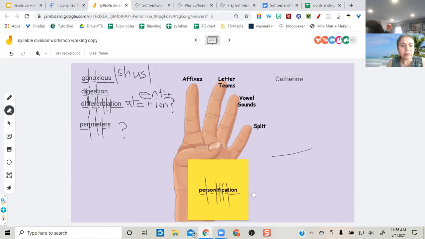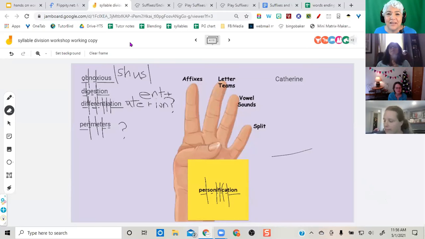Is there anything else anyone wants to address? Any issue you had with following the steps to see why I look at affixes before letter teams and why letter teams before vowel sounds? Does that process make sense, that you have to notice your affixes before the letter teams? Yes, no? Thank you. I can't see everybody, but I saw one thumbs up. Thank you, Kim.